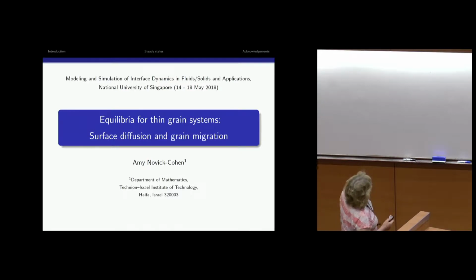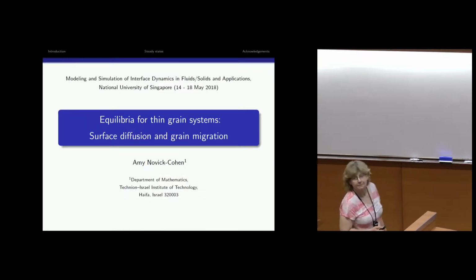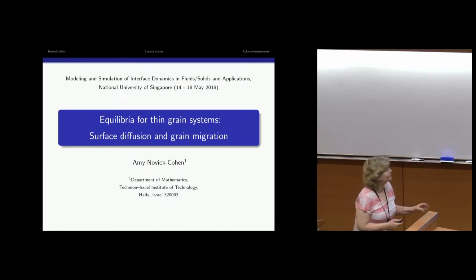So the title is Equilibria for Thin-Grained Systems, Surface Diffusion, and Grain Migration. Though on the way to equilibrium, I'll discuss some dynamics. Okay?